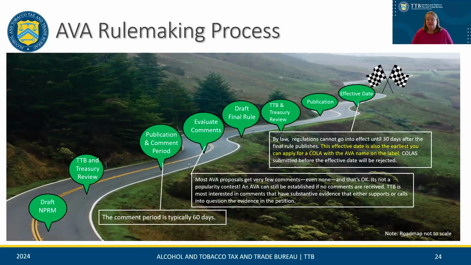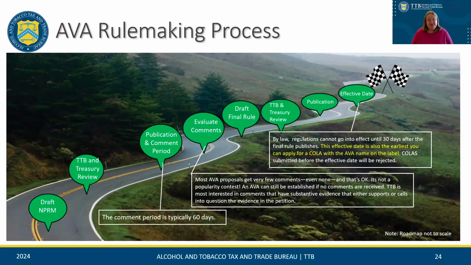If we receive no comments, or if we receive comments that don't provide any sort of substantive evidence that calls into question what was in the petition, then TTB drafts the final rule document. And this final rule document will again go through the TTB and Treasury review process, just like the proposed rule did. And then once that's completed, it will publish in the Federal Register.